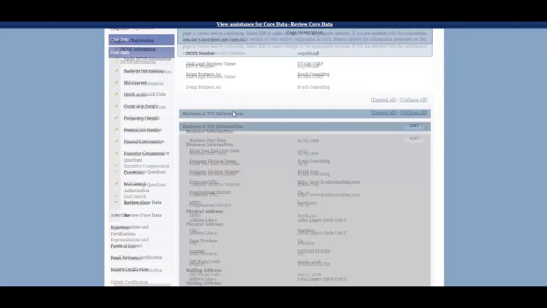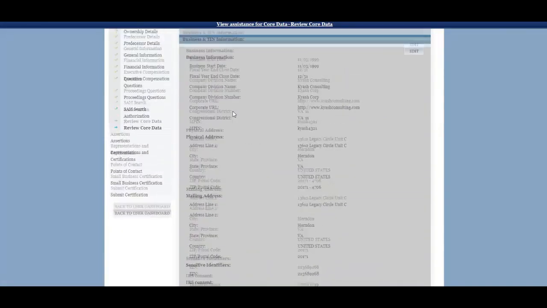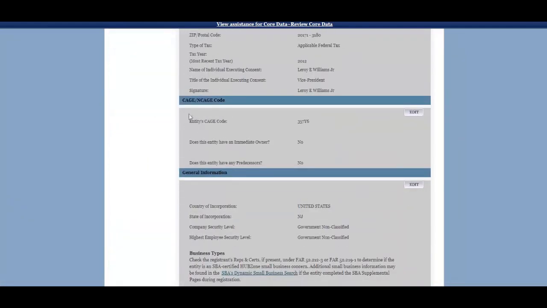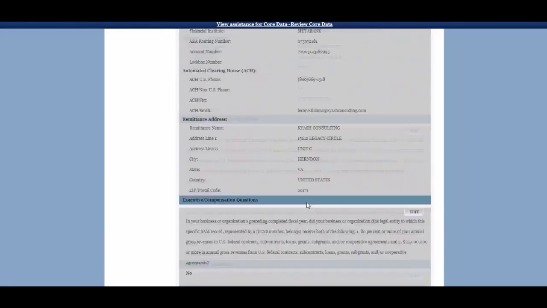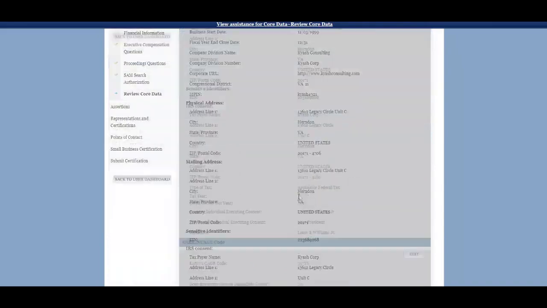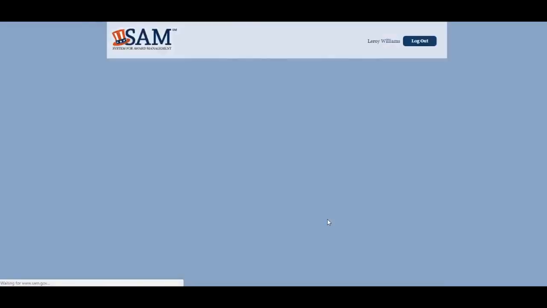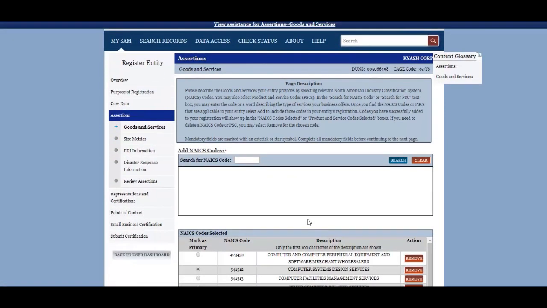Isn't this fun, folks? And I'm just going to roll through what's here. You have your business and taxpayer identification information, your CAGE code, general information, financial information, executive compensation questions, proceedings questions, and SAM search authorization. All this is good, so we are going to click save and continue. Now we're at assertions for goods and services.